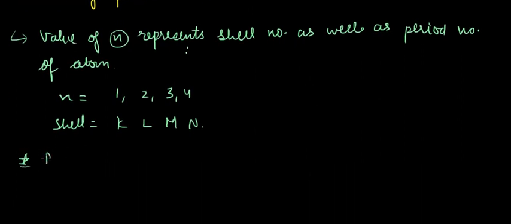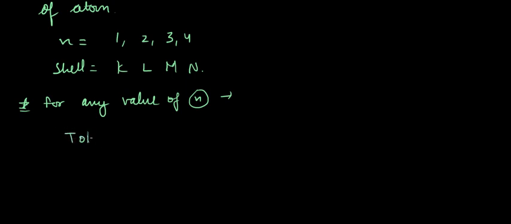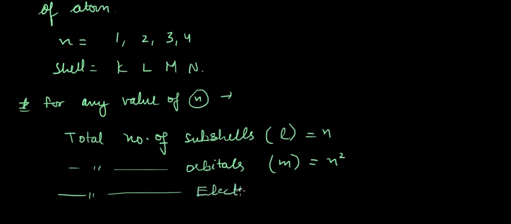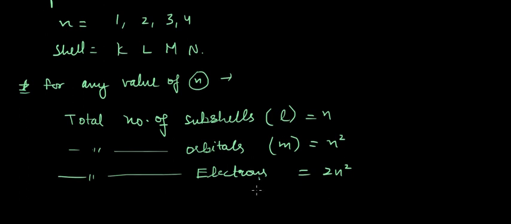So let's see that for any value of n, total number of subshells, that is L, would be n, total number of orbitals, or m, would be n square, and total number of electrons that can be accumulated in a shell would be 2n square.